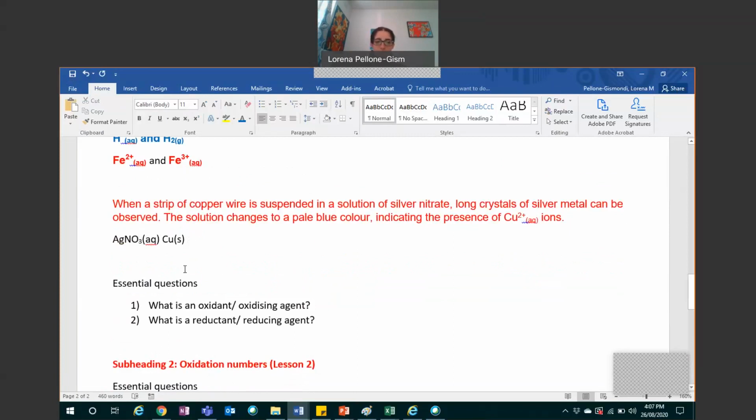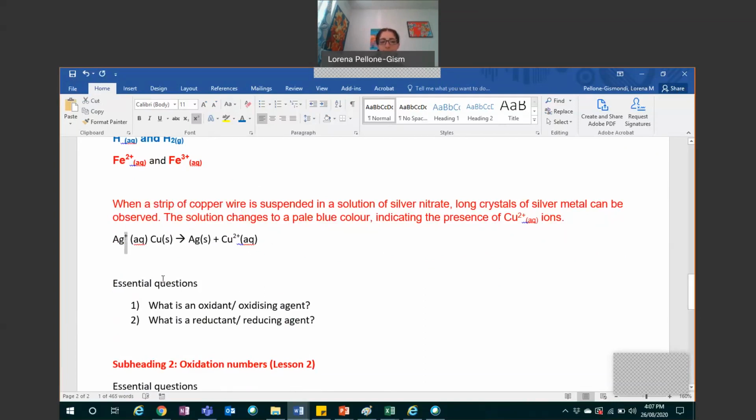Long crystals of silver can be seen, so that's now silver solid, and copper 2+ ions are produced. I'm going to go ahead and remove the spectator. So the spectator will be the nitrate because they have no information about the product, meaning that it won't participate in the reaction.